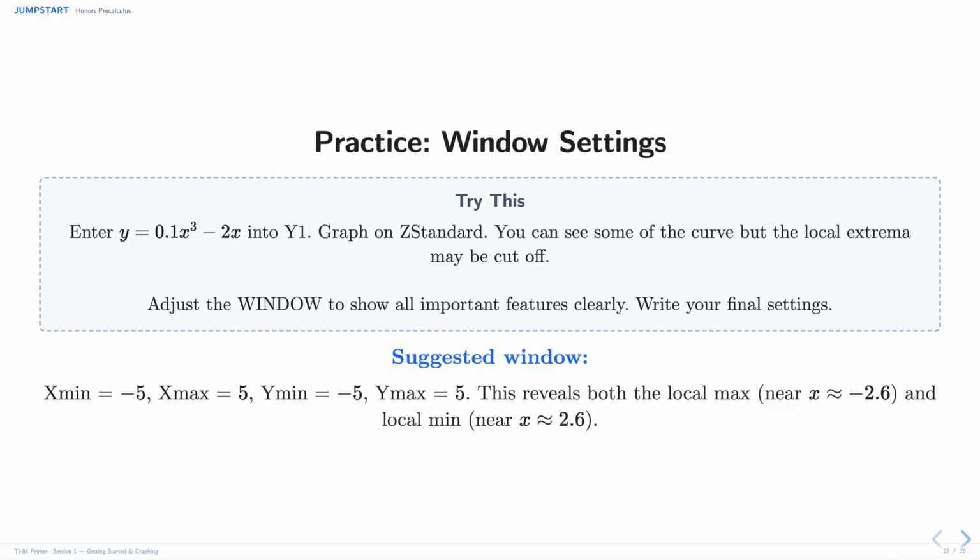Next, let's practice adjusting window settings. Enter y equals 0.1 x cubed minus 2x into y1 and graph it using the Z-standard setting. While you can see some of the curve, the local extrema may be cut off. Adjust the window settings to show all important features clearly. Write down your final settings. A suggested window would be x min equals -5, x max equals 5, y min equals -5, and y max equals 5, which reveals both the local maximum and minimum.